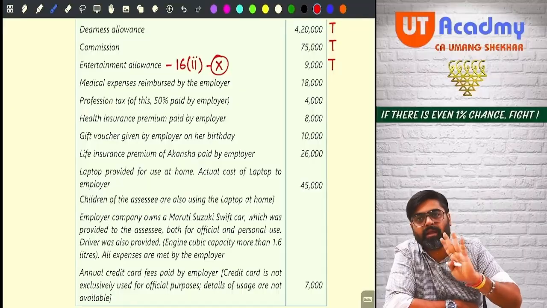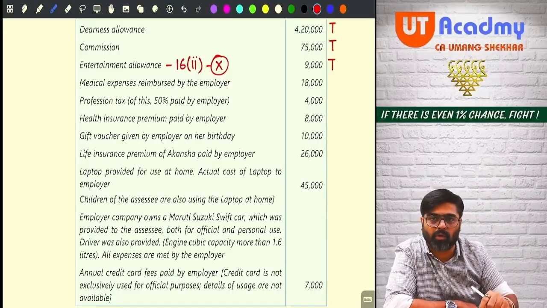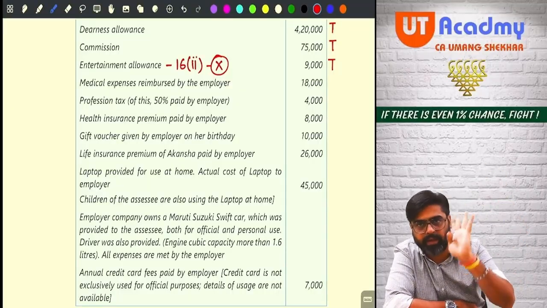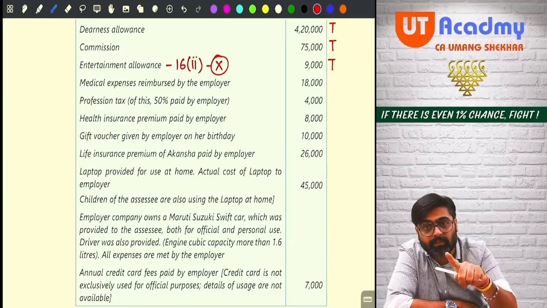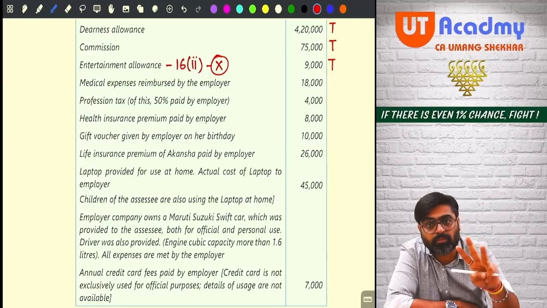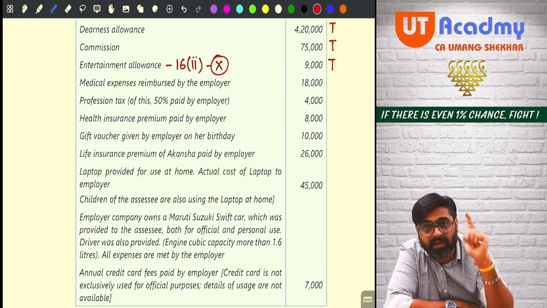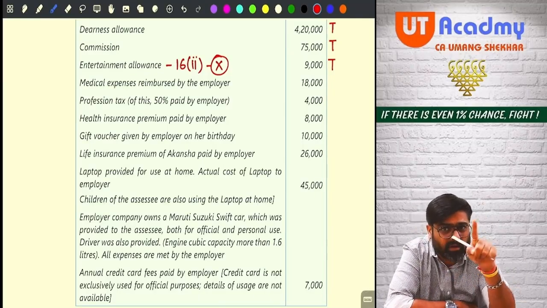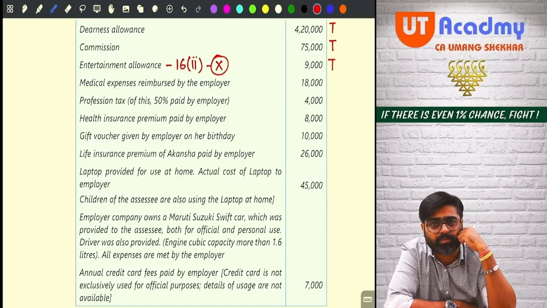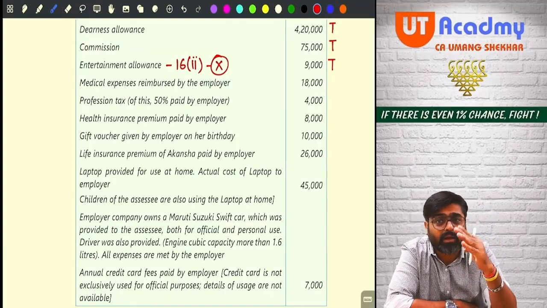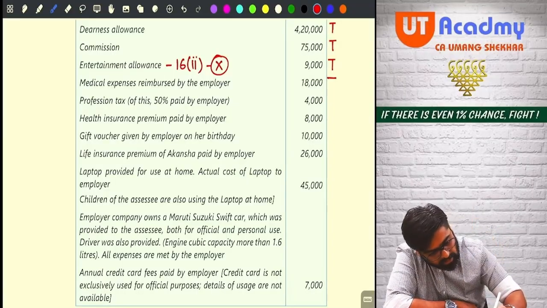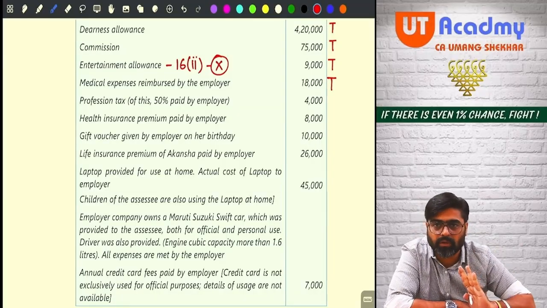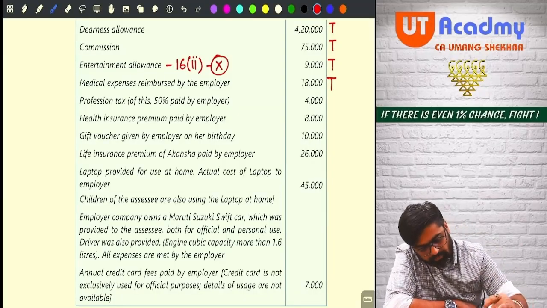Now tell me, are they telling you that the treatment was done outside India? No. That means the treatment would have been done in India only. But if the treatment is done in India, in a government hospital, recognized hospital or employer hospital, they will definitely tell you. Are they telling you that the treatment was done in a government hospital, recognized hospital, employer hospital? No. Meaning that now this medical facility will not be exempted. This will be fully taxable. So what are we going to do? We will tax it as a perquisite. T for taxable. Okay. Next one.